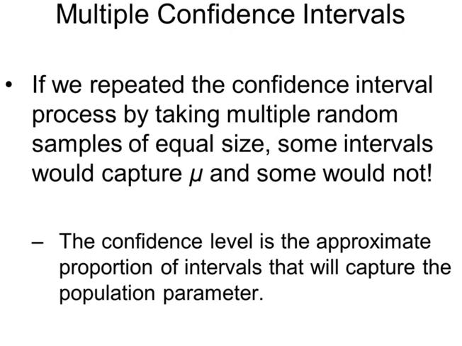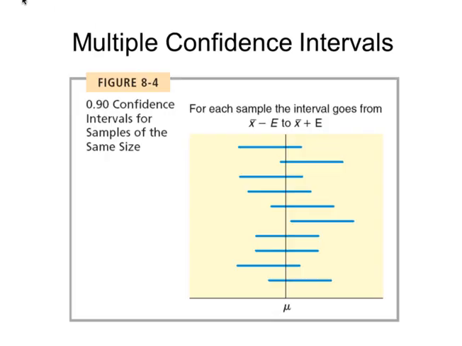The confidence level is the approximate proportion of intervals that will capture the population parameter. Here are multiple confidence intervals for the same sample size. If they did this 1, 2, 3, 4, 5, 6, 7, 8, 9, 10 times, all these intervals are the 10 possible confidence intervals. You notice how one of them doesn't even hit the actual population mean. So you do run the risk that you don't have your mean in there.